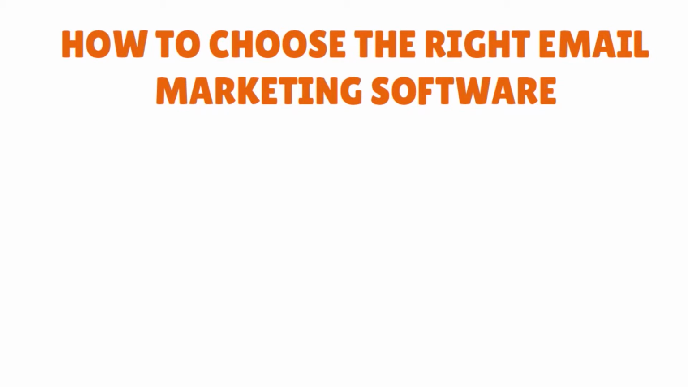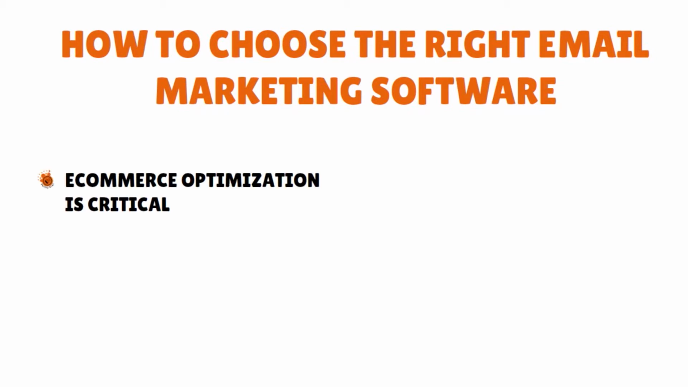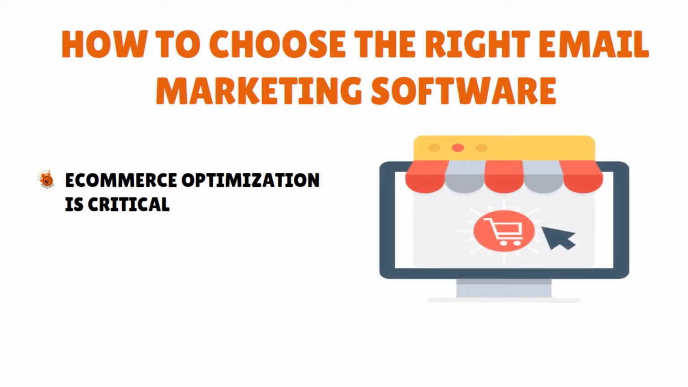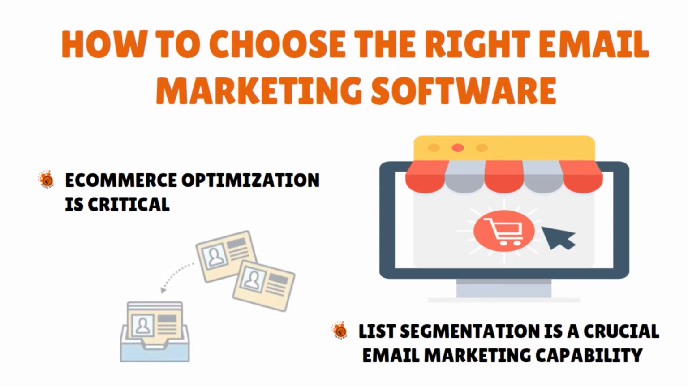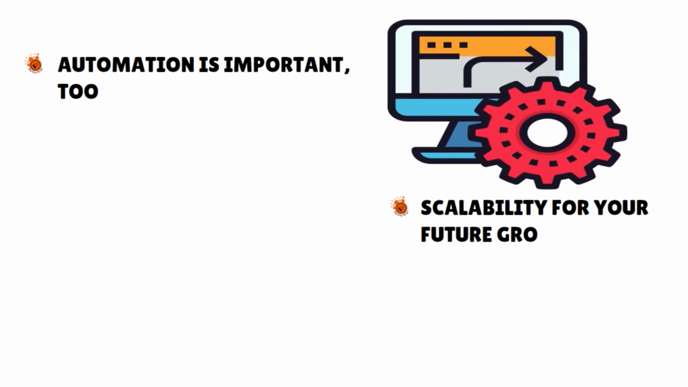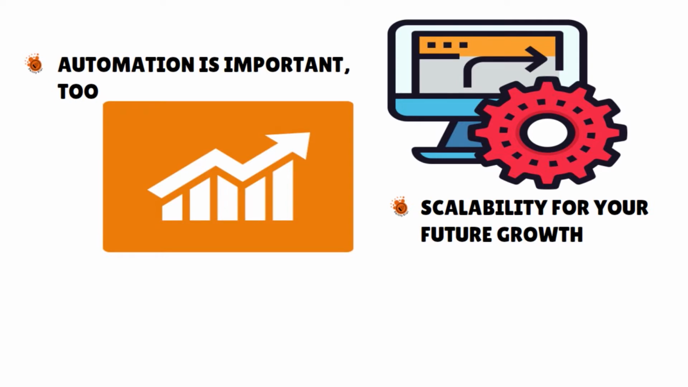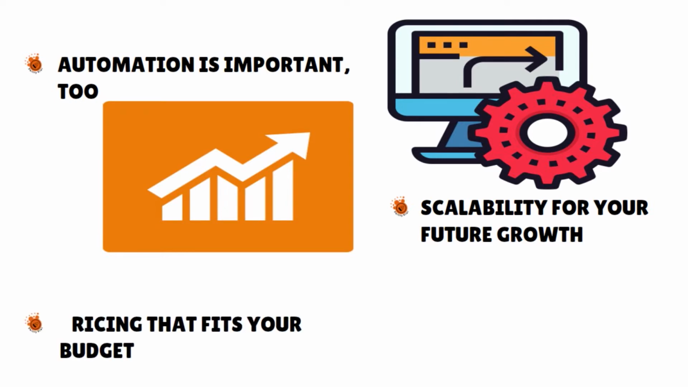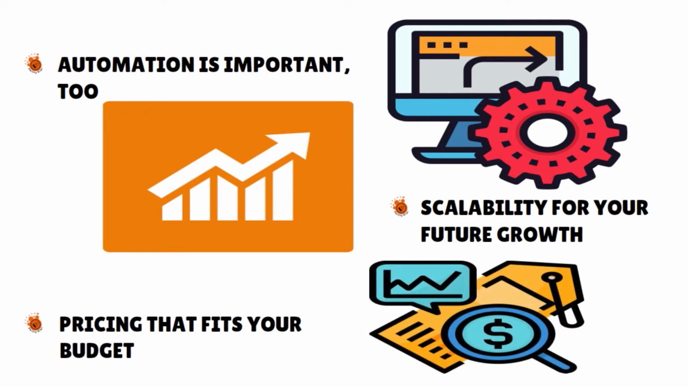And these are e-commerce optimization. You want to make sure that the software is great in that category. You want to have list segmentation, very important, because you want to be able to segment your list based on the different stages of the purchasing cycle. Automation is kind of critical as well. You want to be able to have a software that is scalable for your future growth, important, right? And you want to have pricing that fits your budget, very important. You don't want to choose a software tool that is too expensive for your budget.